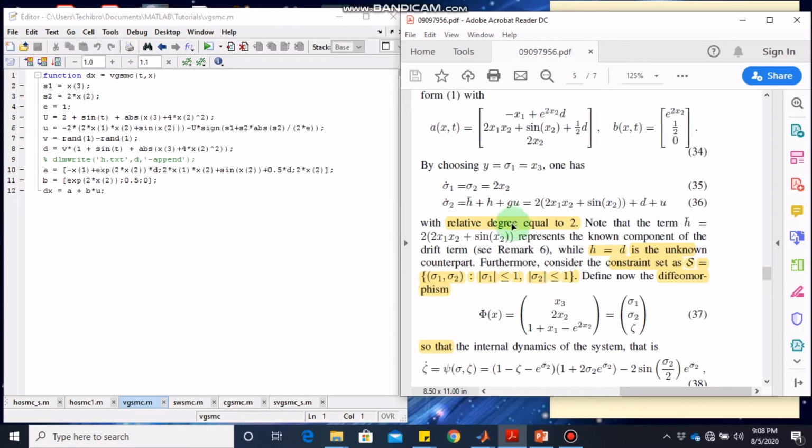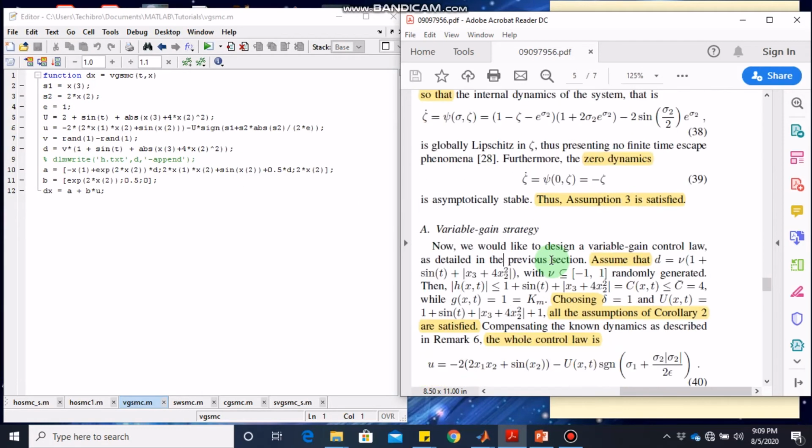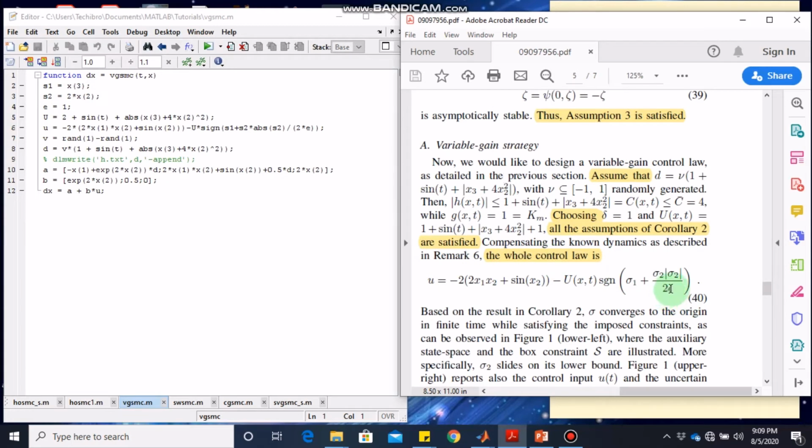which is again from this paper, and then this E is basically epsilon, which is to appear here. So this epsilon is km times delta, so delta is 1 and km is 1, so this epsilon is equal to 1. Capital U is 1 plus sine t plus this plus 1, so if you combine this one with this one you have 2, so 2 plus sine t plus absolute value of x3 plus 4 times x2 square.